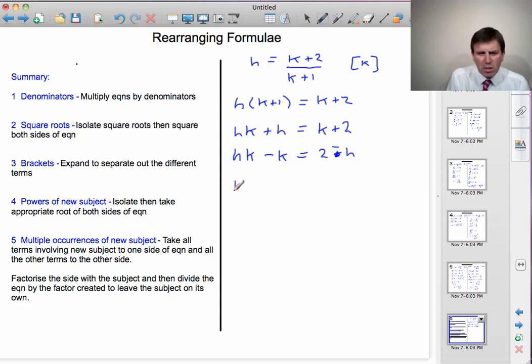Factorise out the new subject, the k, and that will be h minus 1, and that's equal to 2 minus h. And finally, having done that, divide the equation by the new factor created, so k is equal to 2 minus h divided by h minus 1.